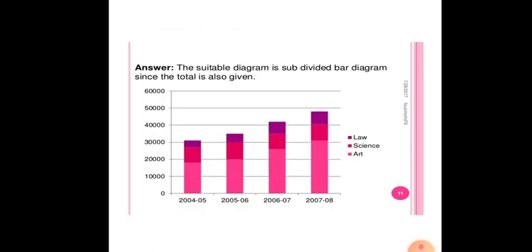Now see how it's showing. Here the x axis is showing the years and the y axis is showing the number of students. So for 2004-5 it's showing the art students as well as the science students as well as the law students in a single bar. Like this it's showing the data for all years. So this is the component bar diagram, or the subdivided bar diagram.